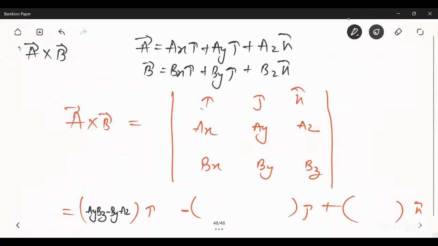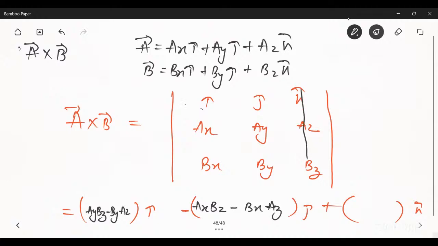Now come to j. j is first row and second column, so skip the first row and second column. Four elements remain: AX, AZ, BX, BZ, and multiply them crosswise: AX BZ minus BX AZ.